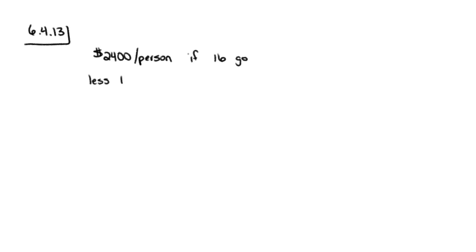So less $100 for each additional person. That means for everybody, by the way. They're not going to drop the $100 only on the 17th person who goes. If 17 people go, they drop everybody's price by $100. Per additional person, I suppose I should say.